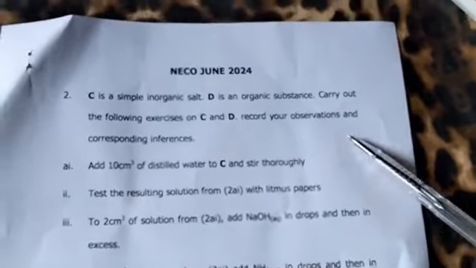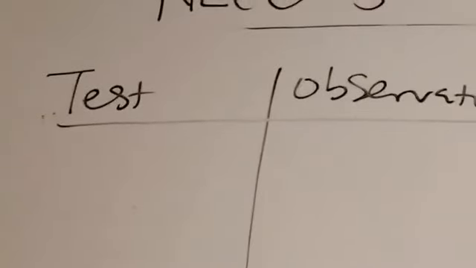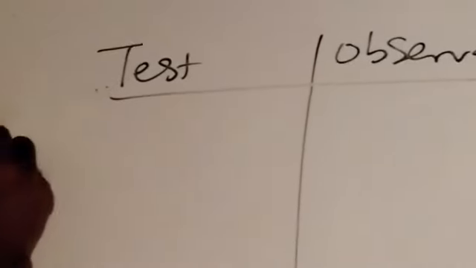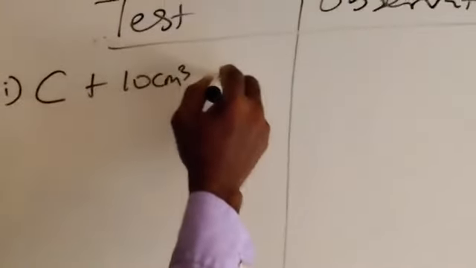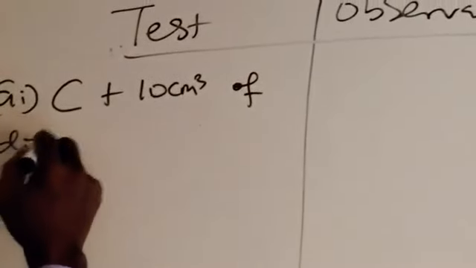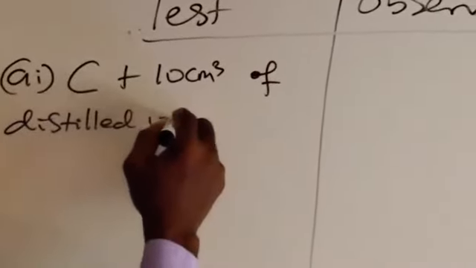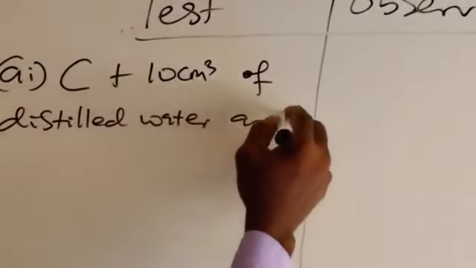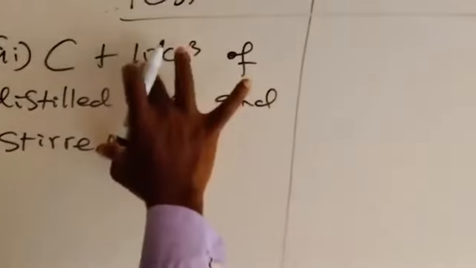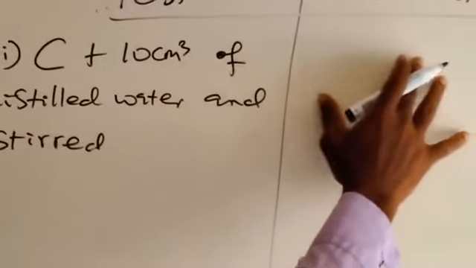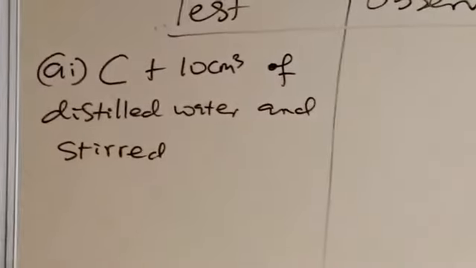So let's go to the board and report our work. Under the test column, we report 2AI: C plus 10 cm cube of distilled water, and stirred. Report in past tense. It's always good to report your work before you do the experiment, because observation is what you're going to see when you do the experiment. If you don't report first, you may forget what to report later. So let's go to the experiment now.